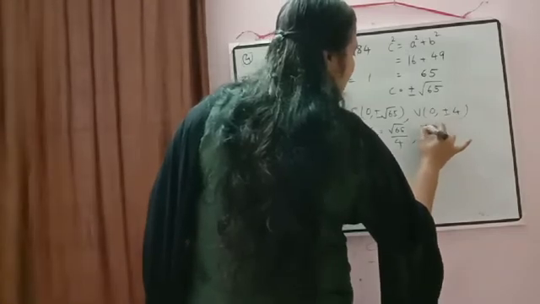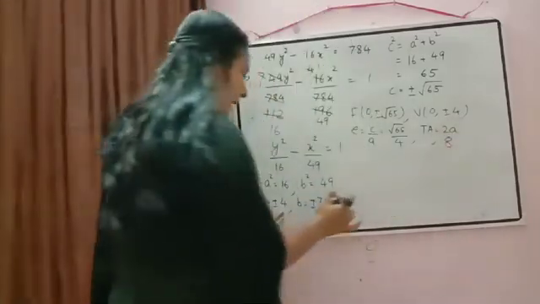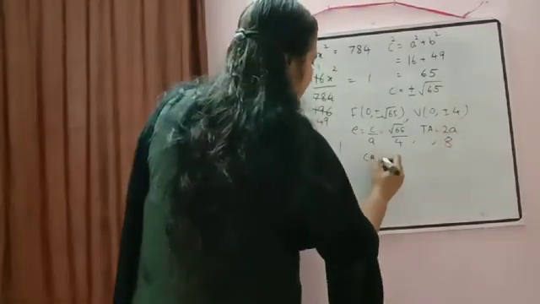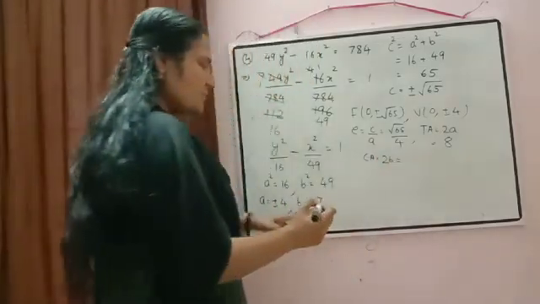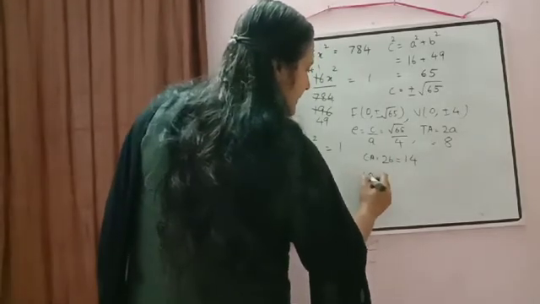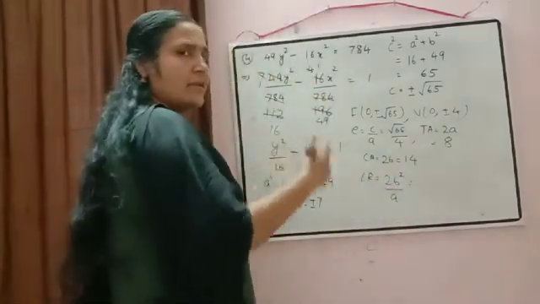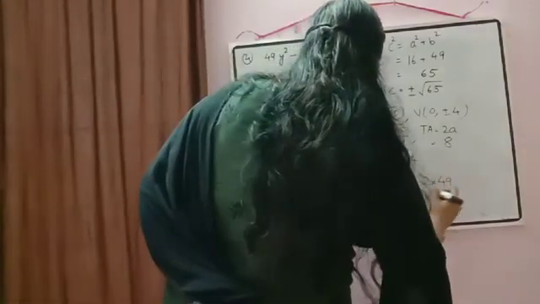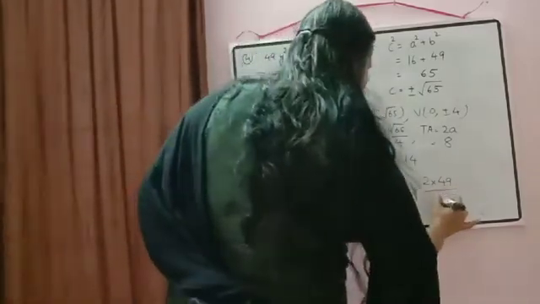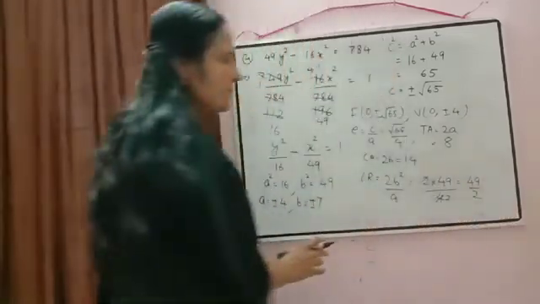Then length of transverse axis, that is equal to 2a. So 2 into 4, 8. Then length of conjugate axis, which is equal to 2b. So 2b will be equal to 2 into 7, 14. Then length of latus rectum is equal to 2b square by a. If you write down the formulas in this way, then automatically you will learn the formulas. 2 into, what is the value of b square? 49 by a is equal to 4. So here these two will get cancelled. We will get the answer is equal to 49 by 2.